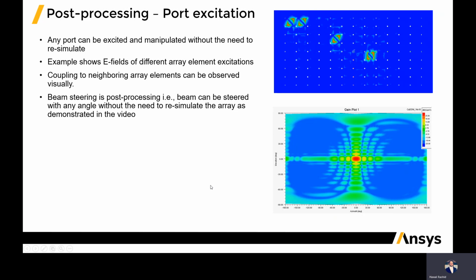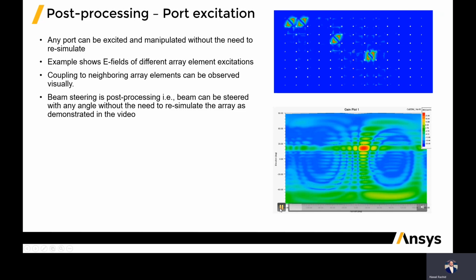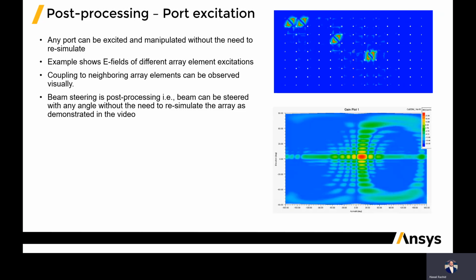Furthermore, if we want to look at, for example, the contour plot of beam steering, what we are seeing is the elevation and azimuth on the axes here, and we can do the beam steering. Again, as I was saying, this is just post-processing. There's no need to re-simulate for different beam steering angles, just post-processing. So we can see here the beam steering.